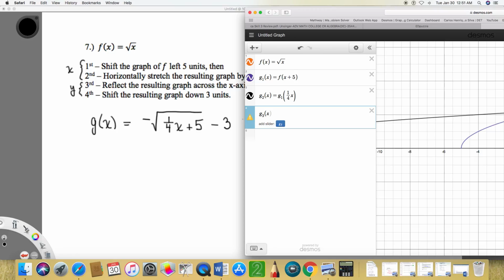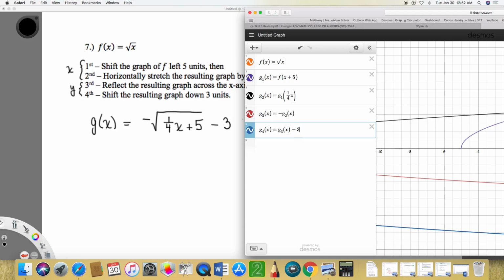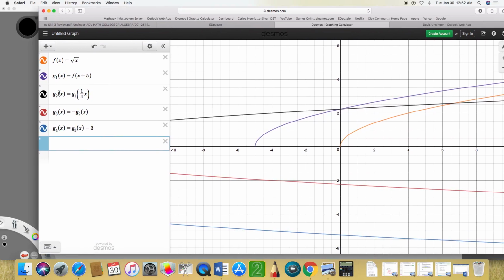And then the third transformation was affecting the y-coordinate, and it was a reflection. And then the fourth transformation was to shift that resulting graph down 3 units. And let's look and see what all these transformations got us.